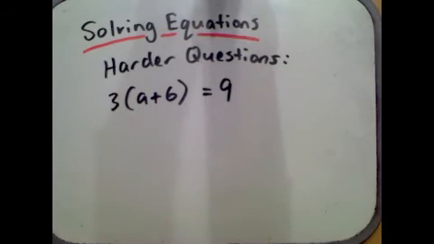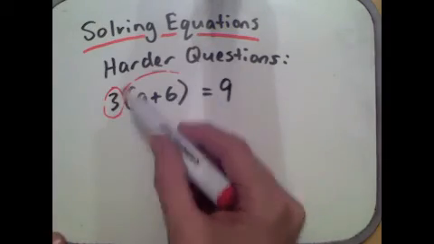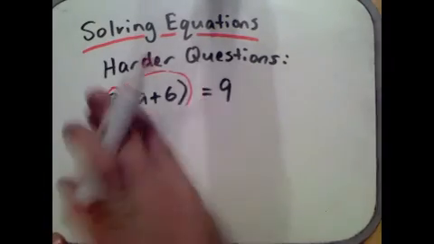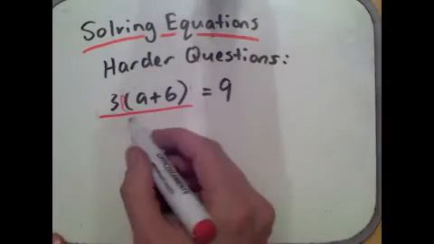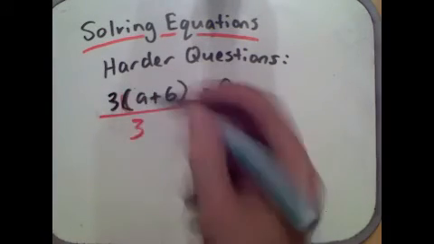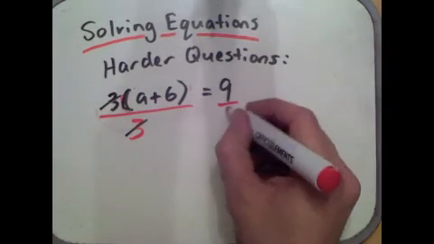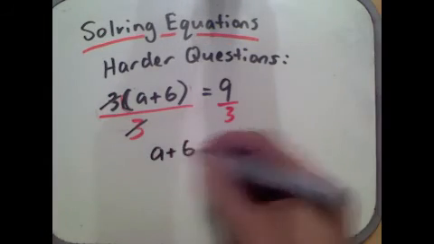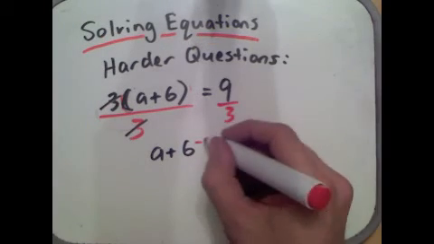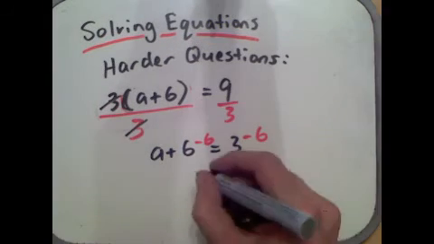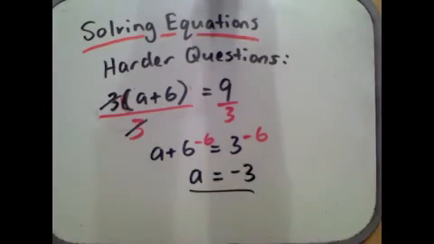Alright, let's look at our final example here. 3 bracket a plus 6 is equal to 9. So again, we've got one thing multiplied by another thing. So we could actually do a division here. Divide both sides by 3 to remove our 3 on the outside. And we have a plus 6 is equal to 3. Now all we have to do is subtract away 6 from both sides. We get a is equal to negative 3.